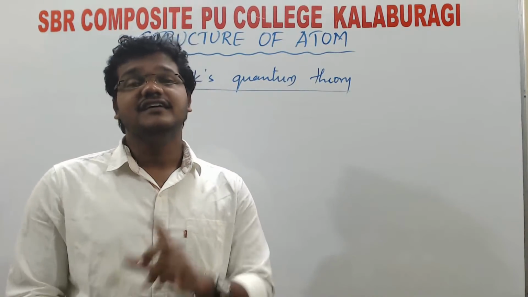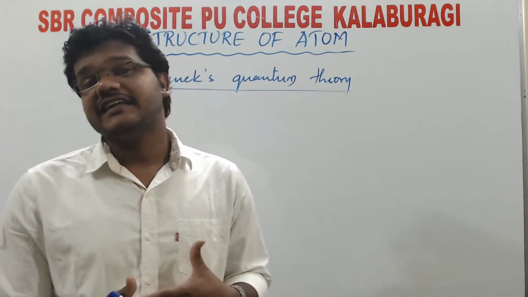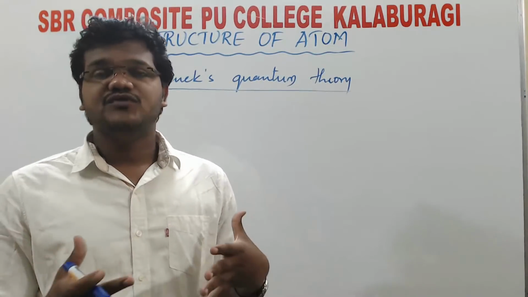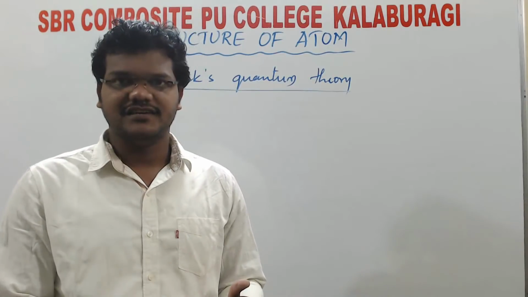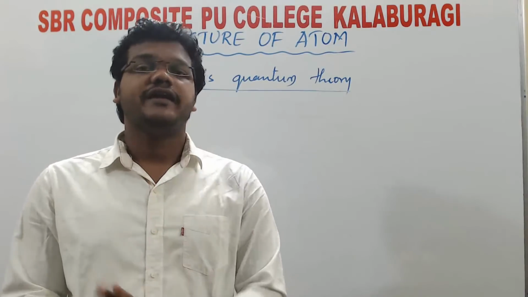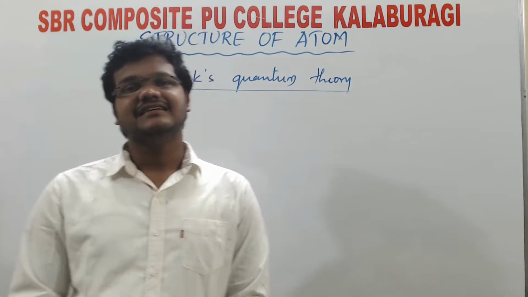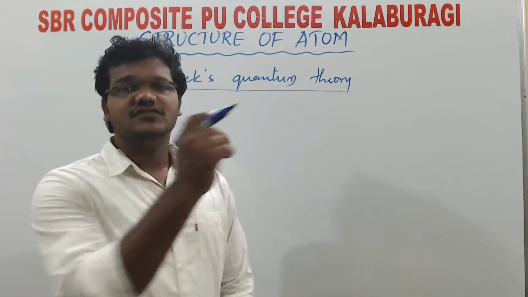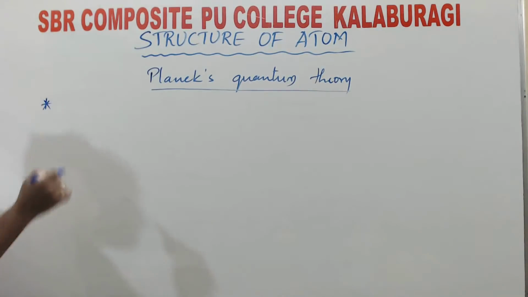So that's what he said. His first postulate was that radiant energy is not absorbed or emitted continuously, but discontinuously, in the form of small packets of energy called quanta. In case of light, it is called a photon. So that is his first postulate. I'll write the first postulate, so please write down these postulates.